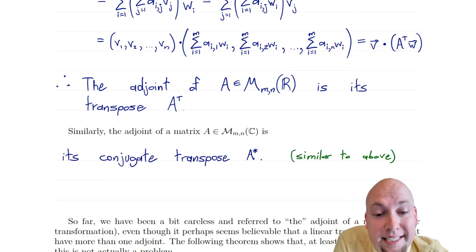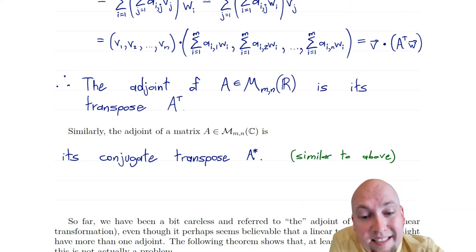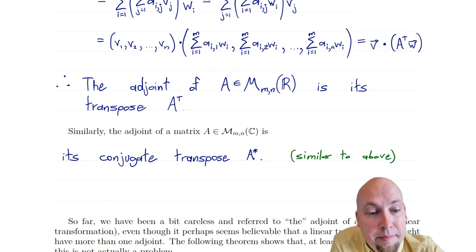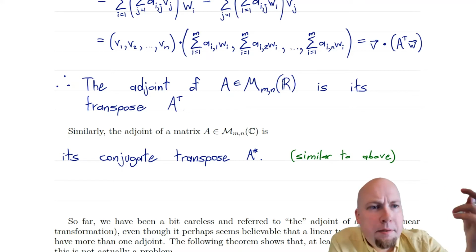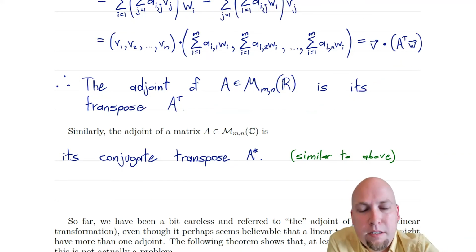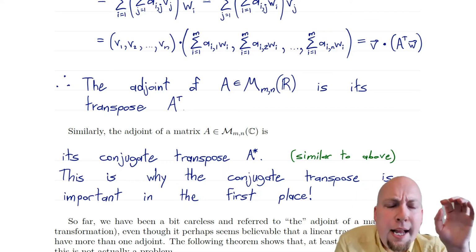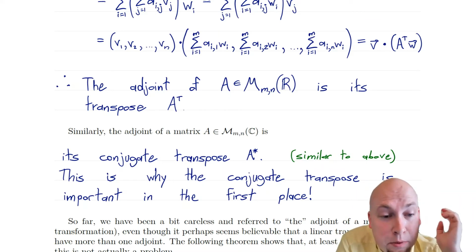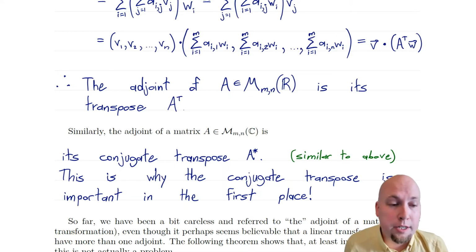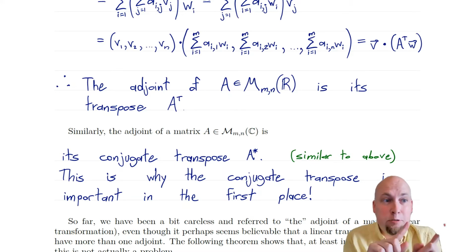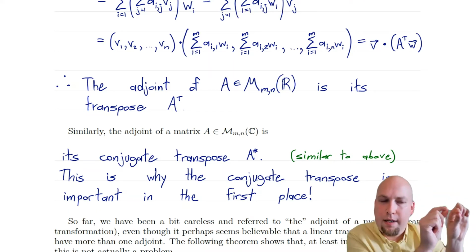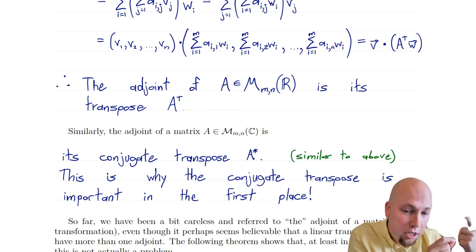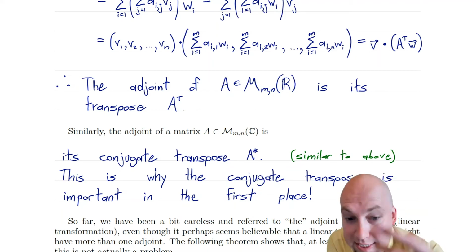Similarly, if we're working with complex matrices, something almost identical happens. The adjoint of a complex matrix is its conjugate transpose A star. Remember, conjugate transpose means you transpose the matrix A and take the complex conjugate of every entry in the matrix. The way you prove this is very similar to what we did up here, so I'm not going to go through it again. This is actually why the conjugate transpose is important in the first place. This is why we introduced this operation on matrices, because it has this desirable property that to move a matrix from one half of the complex dot product over to the other half, you have to take its conjugate transpose. You take its adjoint.